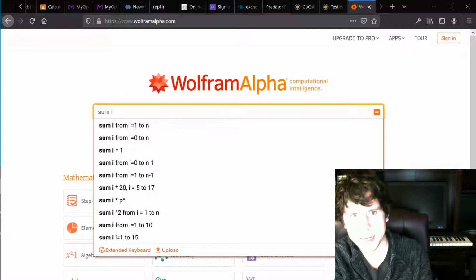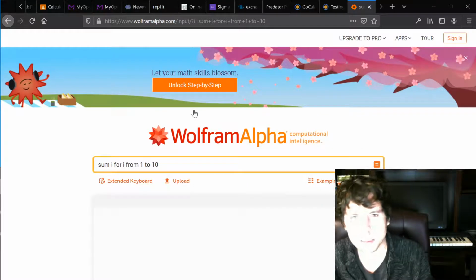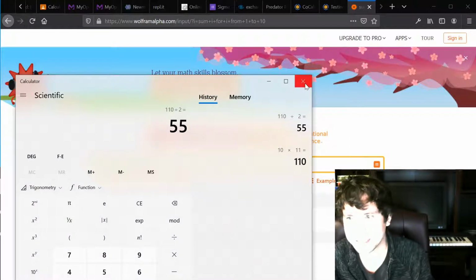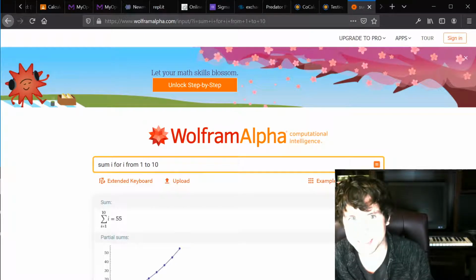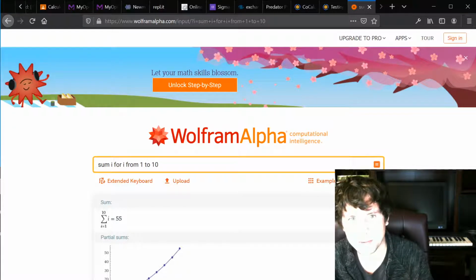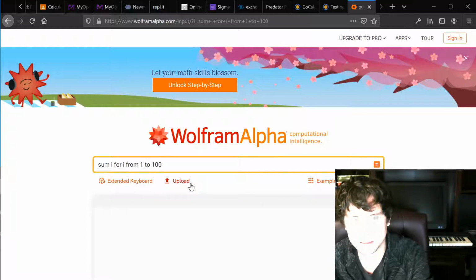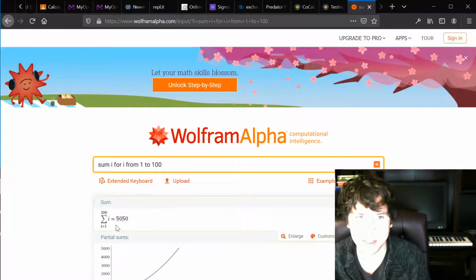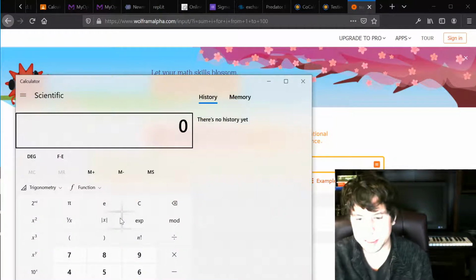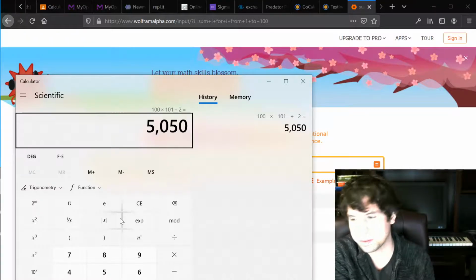So sum of i for i from 1 to 10. 55. So close that. Well, we used the formula. We just said 10 times 11 divided by 2. Let's just sum up the first 10 numbers. If I want the sum of the first 100 numbers, so 1 plus 2 plus 3 plus 4 all the way up to 100, 5050. Let me pull up my calculator again. And up to 100. So I'd take 100 times 101, divide by 2, 5050.